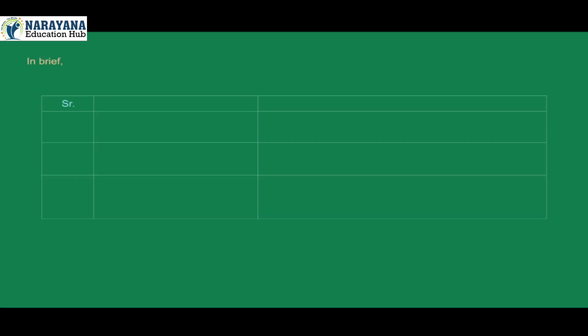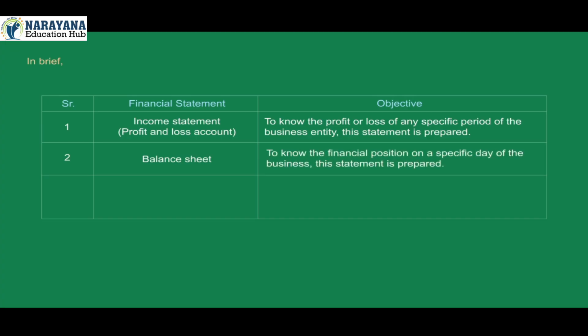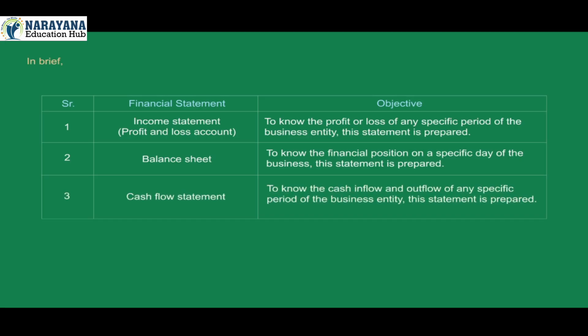In brief: serial number, financial statement, objective. 1. Income statement, profit and loss account. To know the profit or loss of any specific period of the business entity, this statement is prepared. 2. Balance sheet. To know the financial position on a specific day of the business, this statement is prepared. 3. Cash flow statement. To know the cash inflow and outflow of any specific period of the business entity, this statement is prepared.